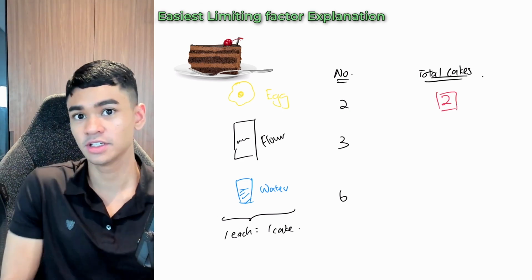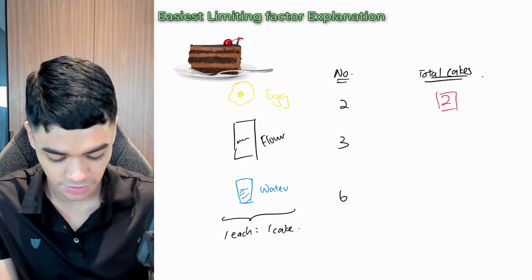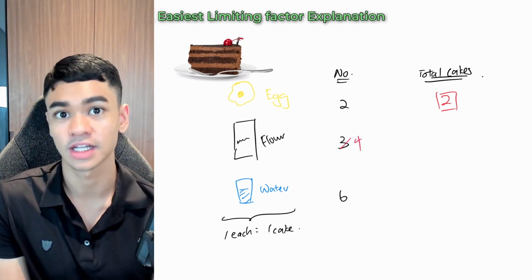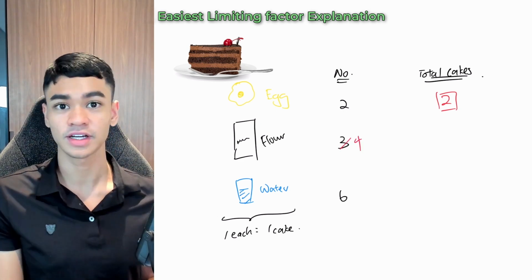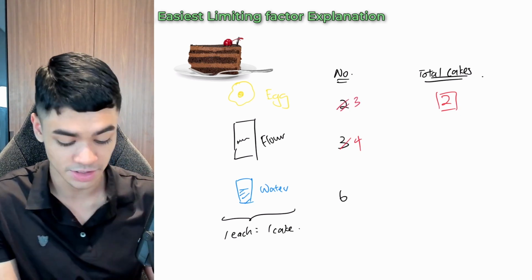So now here's my question, if I buy another packet of flour, can I make more cakes? So let's say I increase this to 4, right? How many cakes can I make? The answer is still 2. But if I increase the number of eggs to 3, then how many cakes can I make now? Well, the answer is 3.